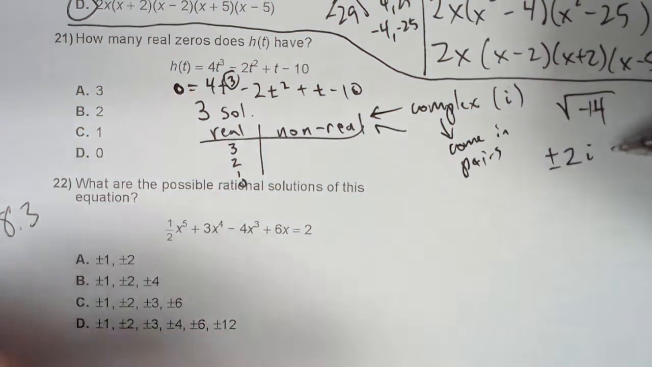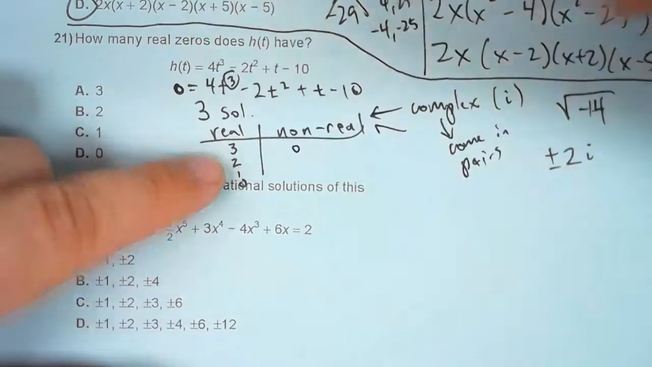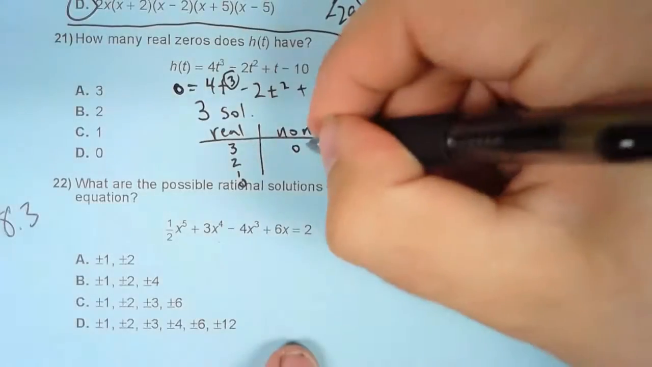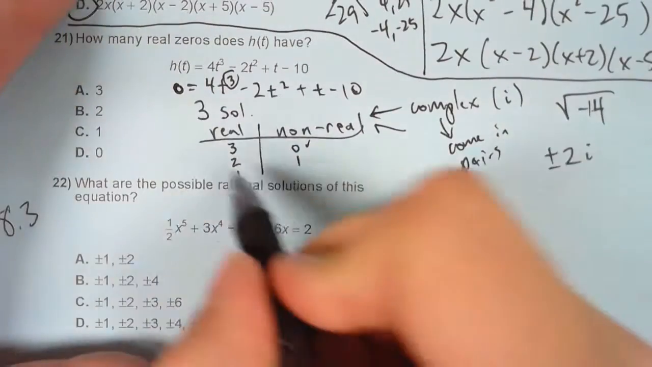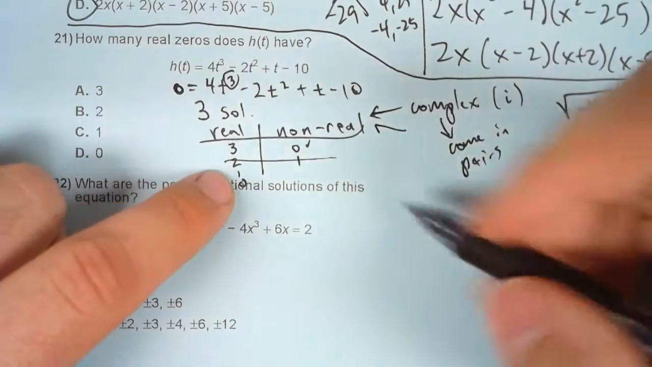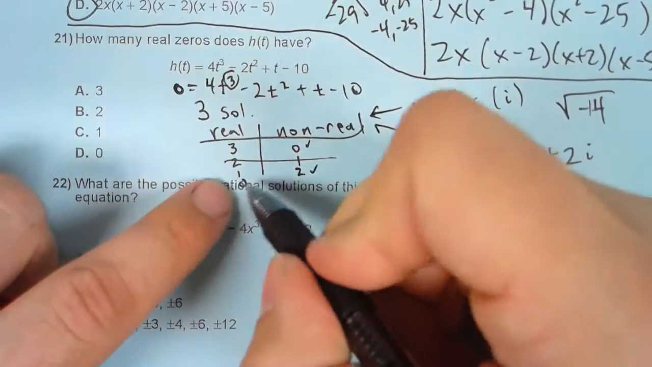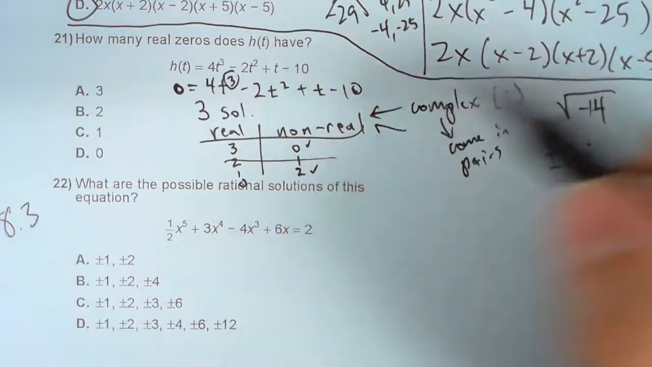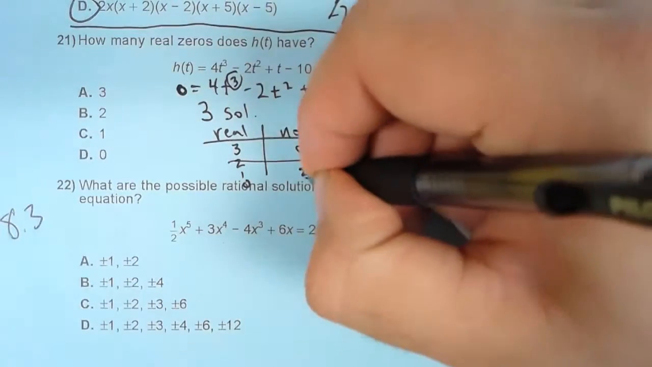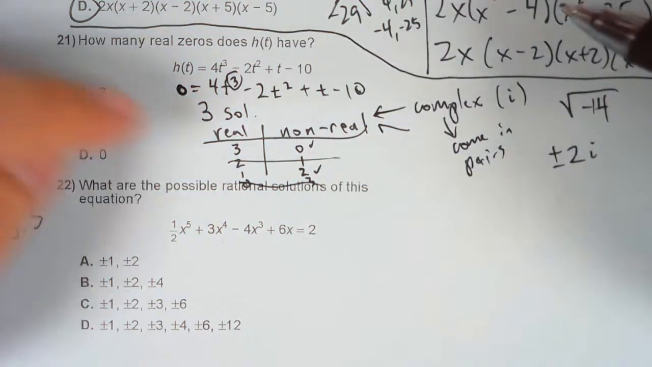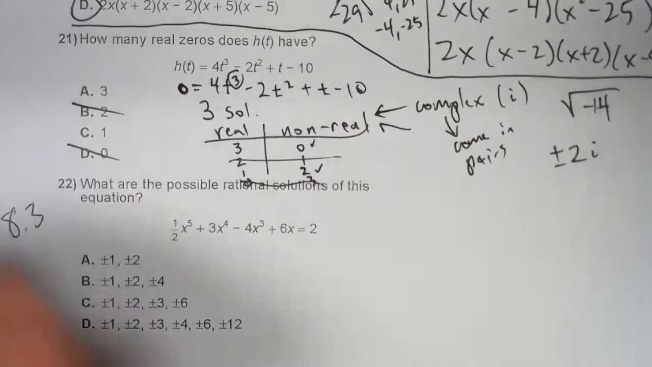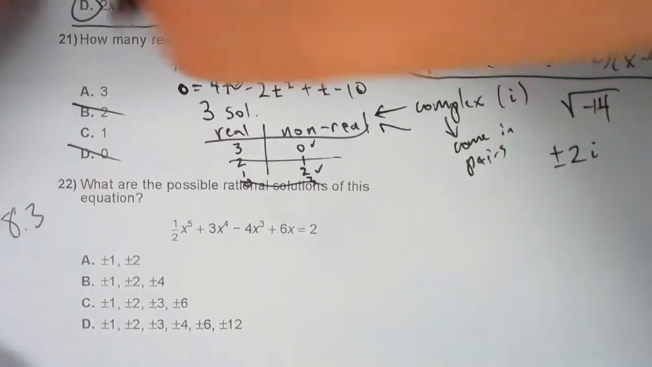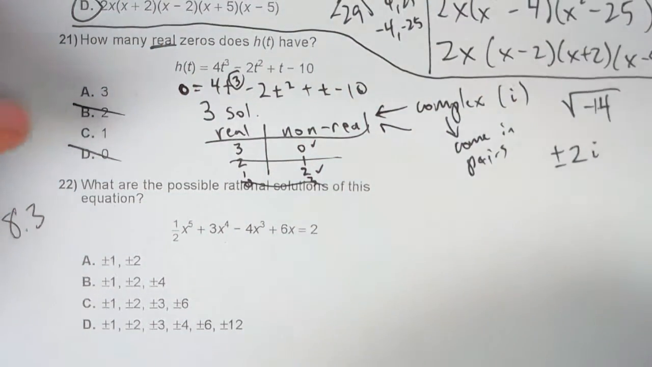Which says that if we have 3 real solutions, that's 0 non-real solutions, which we can do. 2 real solutions says 1 non-real, which we can't do. 1 real says 2 non-real, which we can do. Or 0 real, which says 3 non-real, which we can't do. So we have either 3 or 1 as our options. So we can get rid of B and D because we know we have either 3 real solutions, or C, 1. So the question is, where do we go from there?